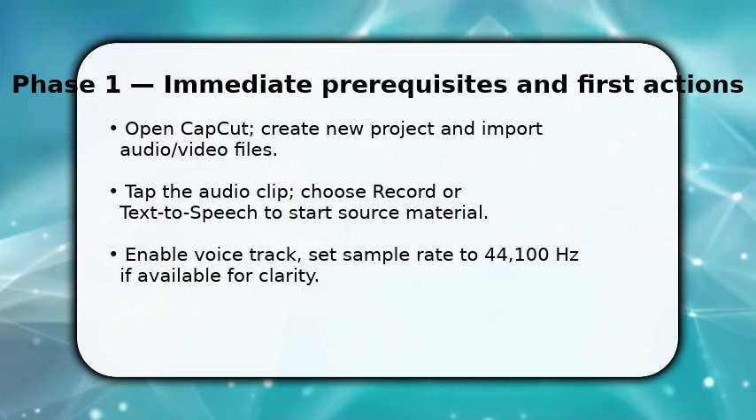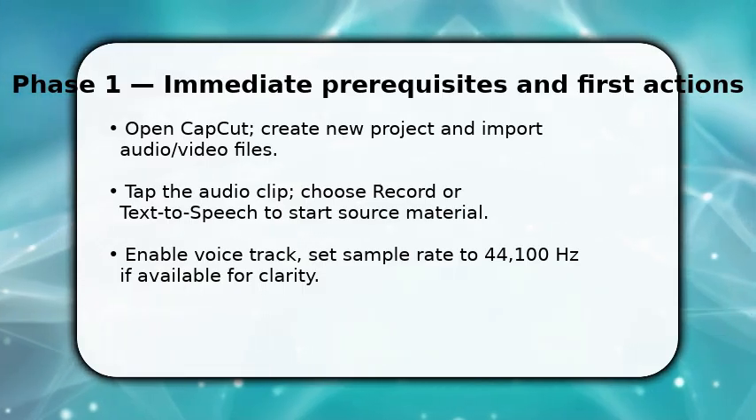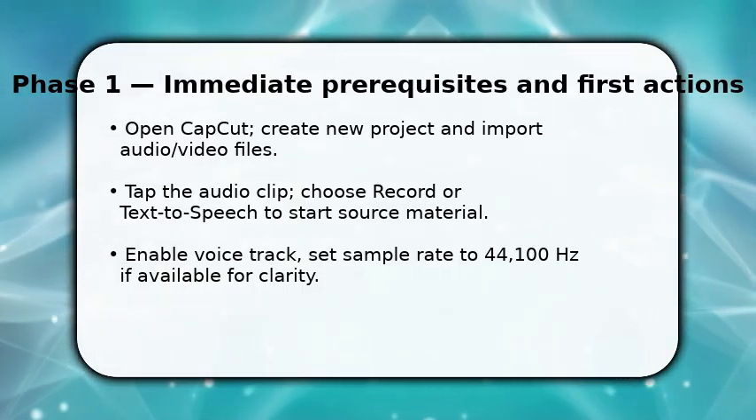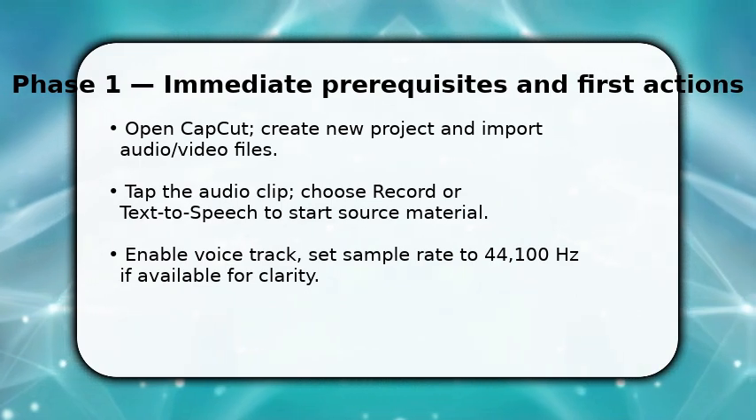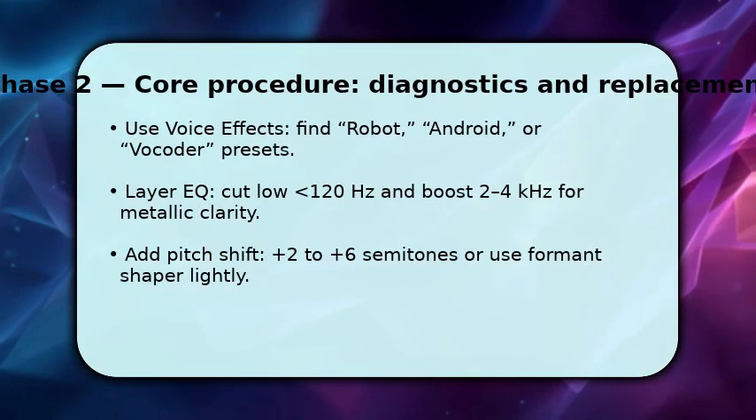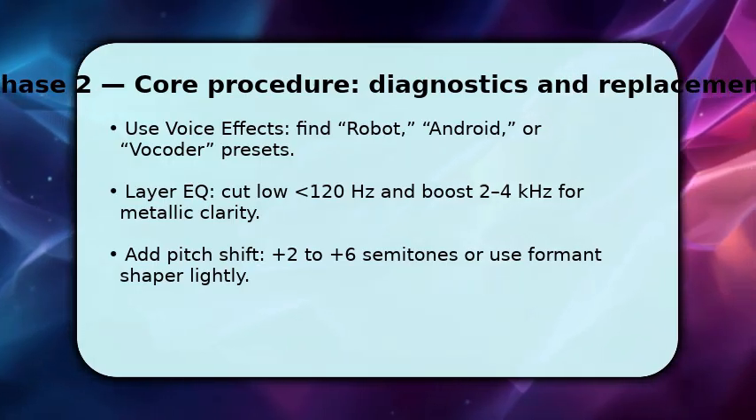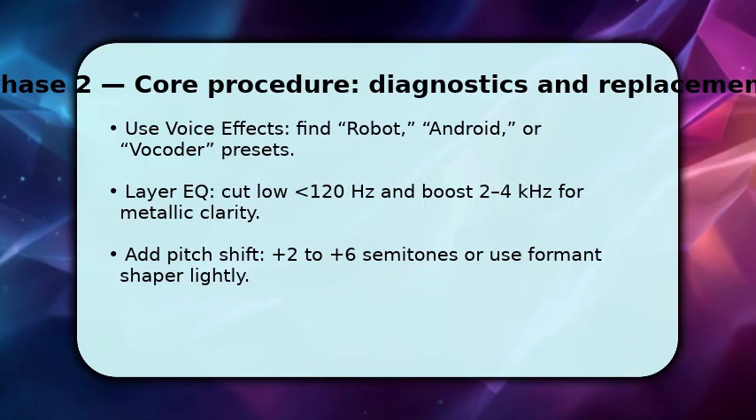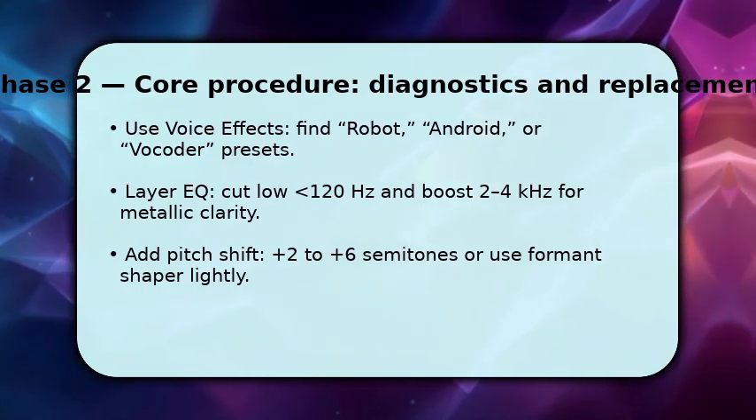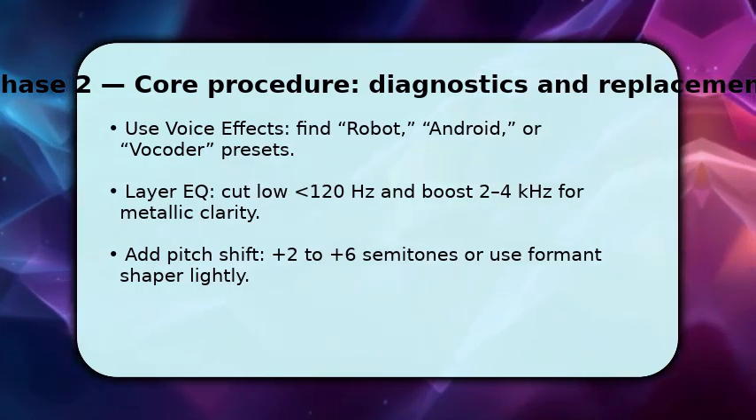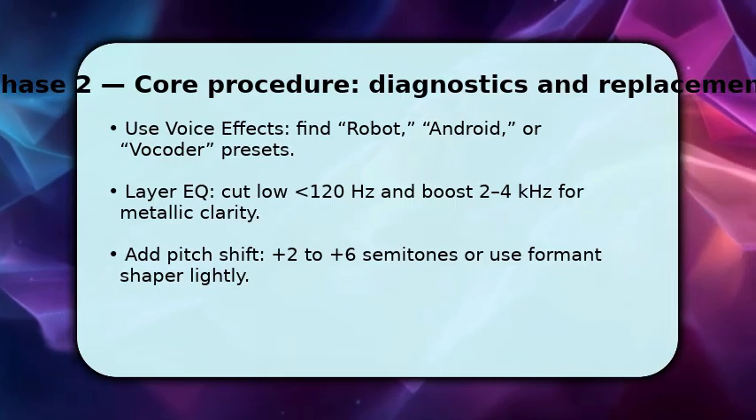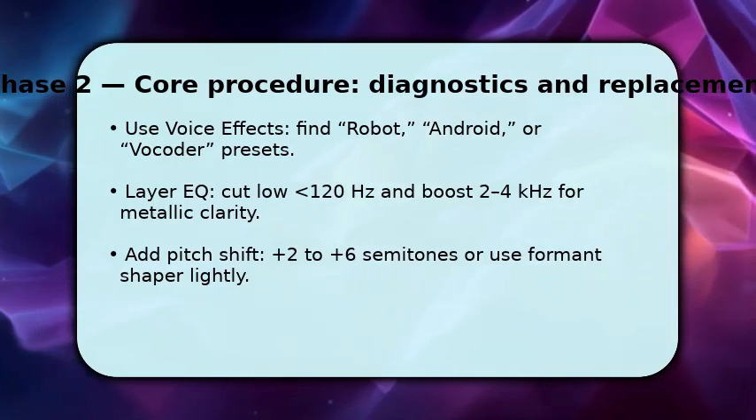Next, prepare to apply layered effects. Don't skip normalizing the level first. Now you'll craft the robotic tone. Apply CapCut's voice effects and select a robot or vocoder preset. You're shaping timbre fast. Once applied, add an EQ. Cut the low end under 120 Hz to remove muddiness and slightly boost 2-4 kHz to emphasize metallic presence.